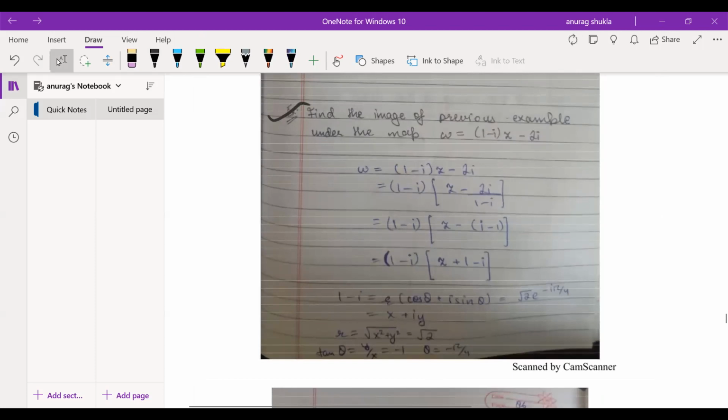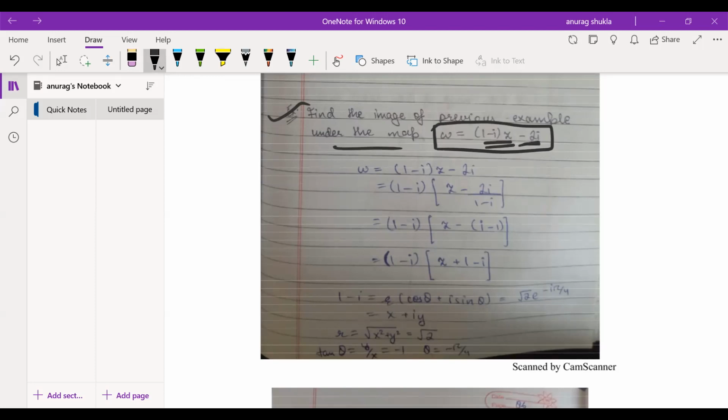Find the image of the previous example under the map. We can change the map, and according to the map, you will get a different image. So now the image is (1 minus i)z minus 2i. Some people get confused with the mapping. Suppose this is a contraction mapping and this is a translation mapping.